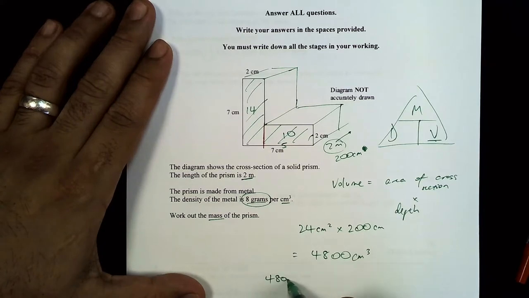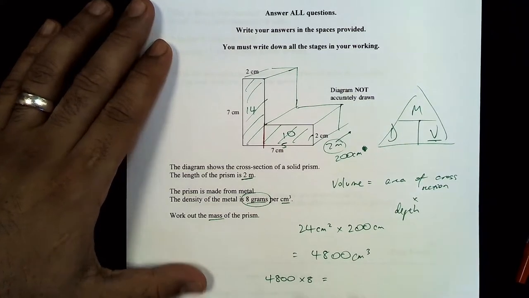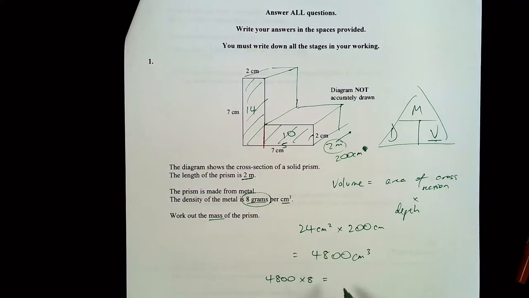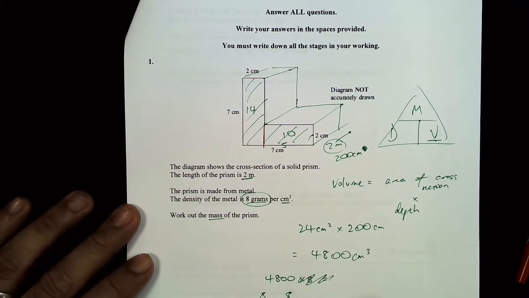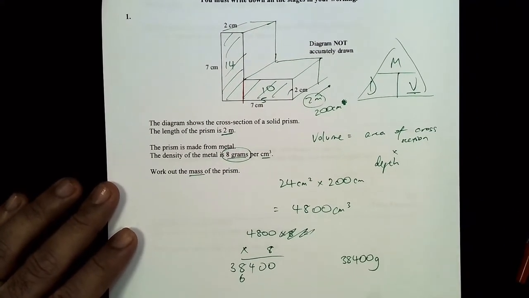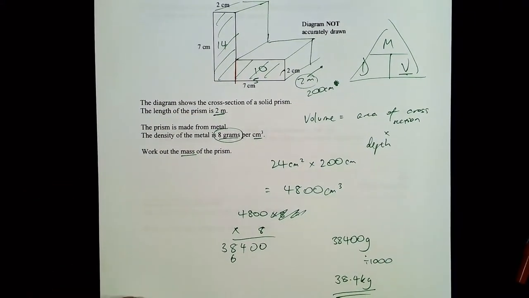Next step. To work out the mass, I have to do density times volume. So 4,800 multiplied by 8. Without a calculator, Mr. Sheikh, good luck with that. Let's do it like this instead. 8 times 0, 8 times 0, 8 times 8, 64, 8 times 4, 32, plus 6 is 38. So that is 38,400 grams, or if you prefer, in kilograms, divide by 1,000. Kilo, by the way, means 1,000. That is 38.4 kg. Boom. All right.